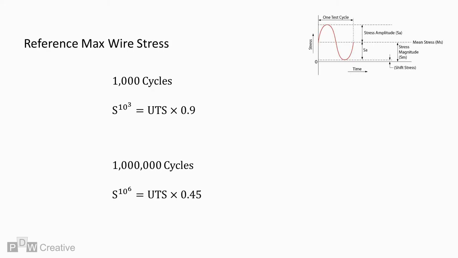So to construct our curve, we need a reference stress at both 1,000 and 1 million cycles. We can estimate 90% stress at 1755 megapascals. 45% stress is 877.5 megapascals. We could apply factors to allow for surface finish and treatments to reduce both figures further, but for simplicity, I'm assuming no further detrimental effects.